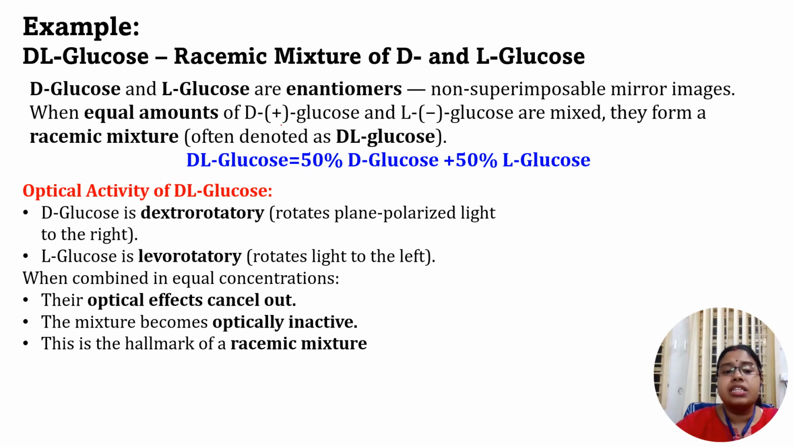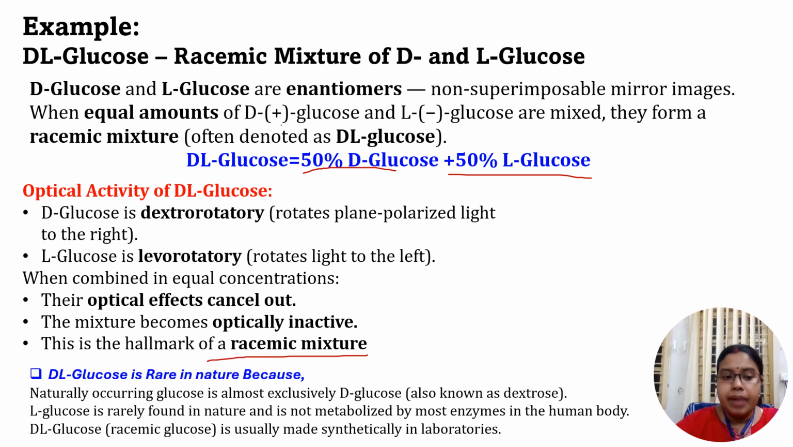But when combined in equal concentration, 50% D and 50% L, the optical effects cancel out. The mixture becomes optically inactive. So it is the racemic mixture. But DL-glucose is rare in nature because naturally occurring glucose is almost exclusively D-glucose, known as dextrose. L-glucose is rarely found in nature and is not metabolized by most enzymes in the human body. So DL-glucose, the racemic mixture, is usually made synthetically in the laboratory.